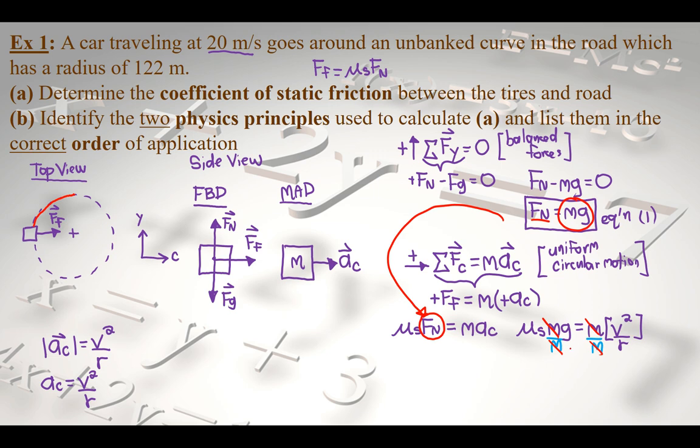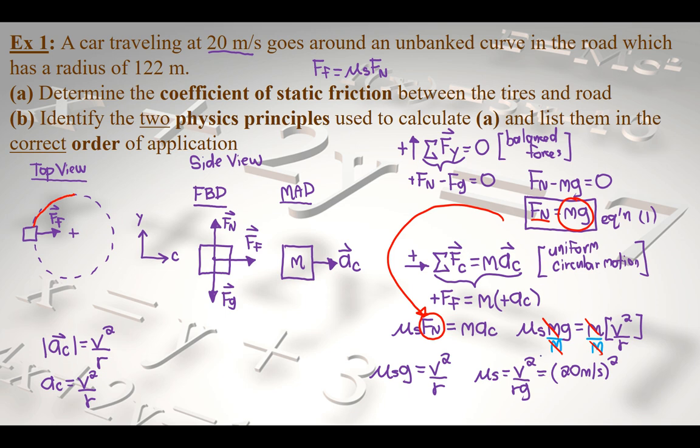So the equation I'm left with now, we've almost got our solution, is mu s times g equal to v squared over r. Now, I want to get mu s, so I just have to divide both sides of the equation by g. I don't need to show that manipulation. So it would just be v squared divided by r times g. And let's plug the numbers in. So v is 20 meters per second, and we're going to square that.